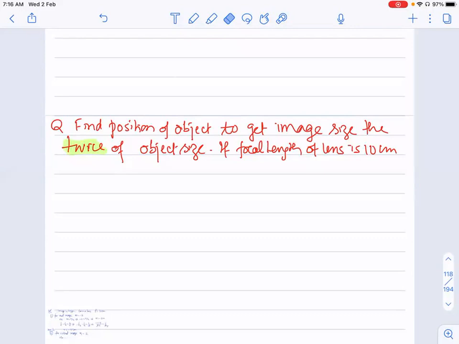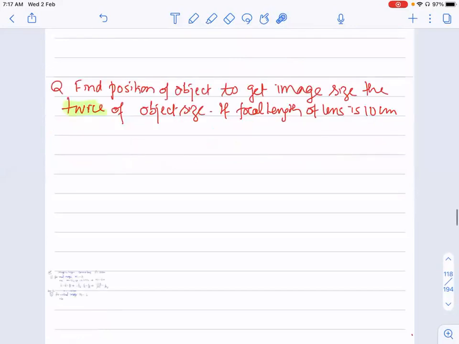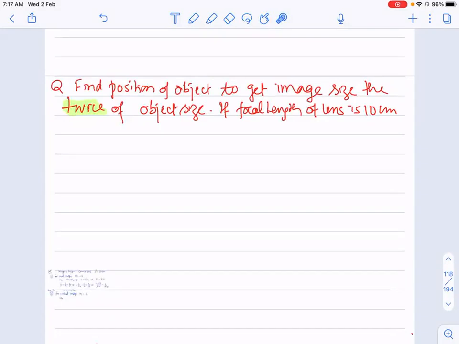Study the magnification. How much is it? h dash by h, which is equal to v by u. We can use this and we can use the lens formula. Using both, we can get the answer. Do it quickly. You can do it fast.